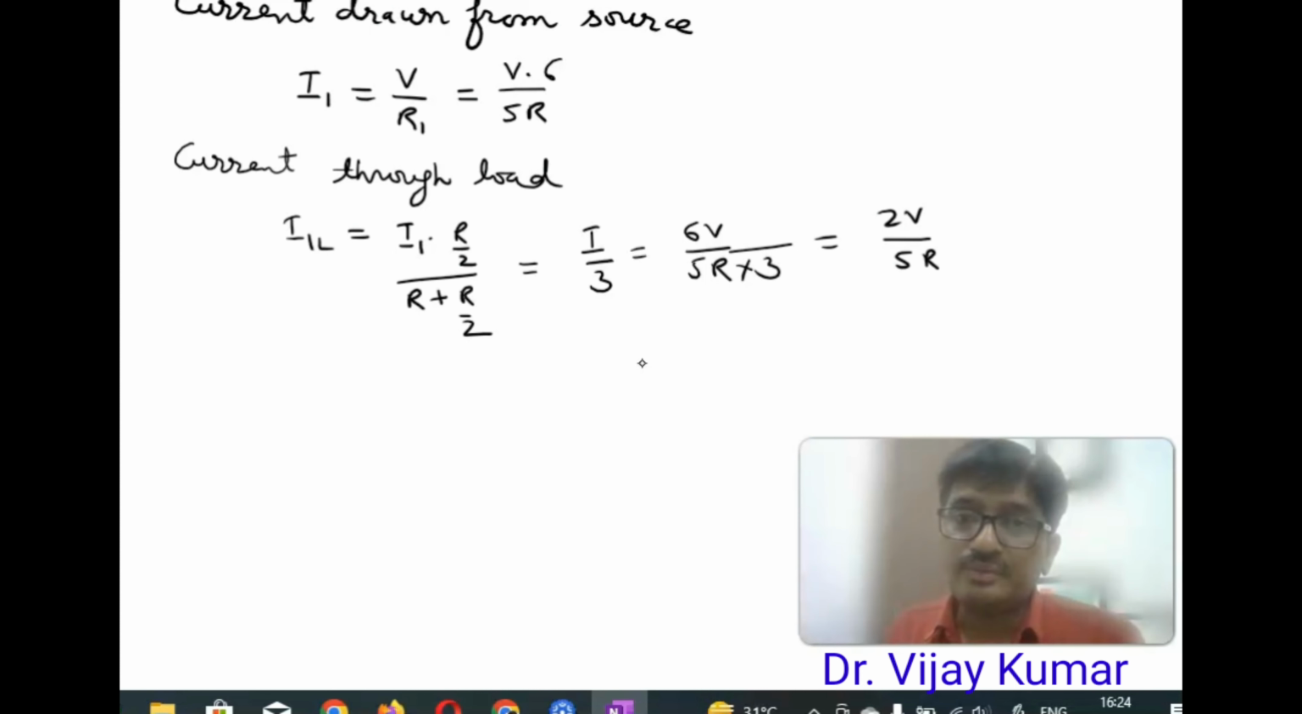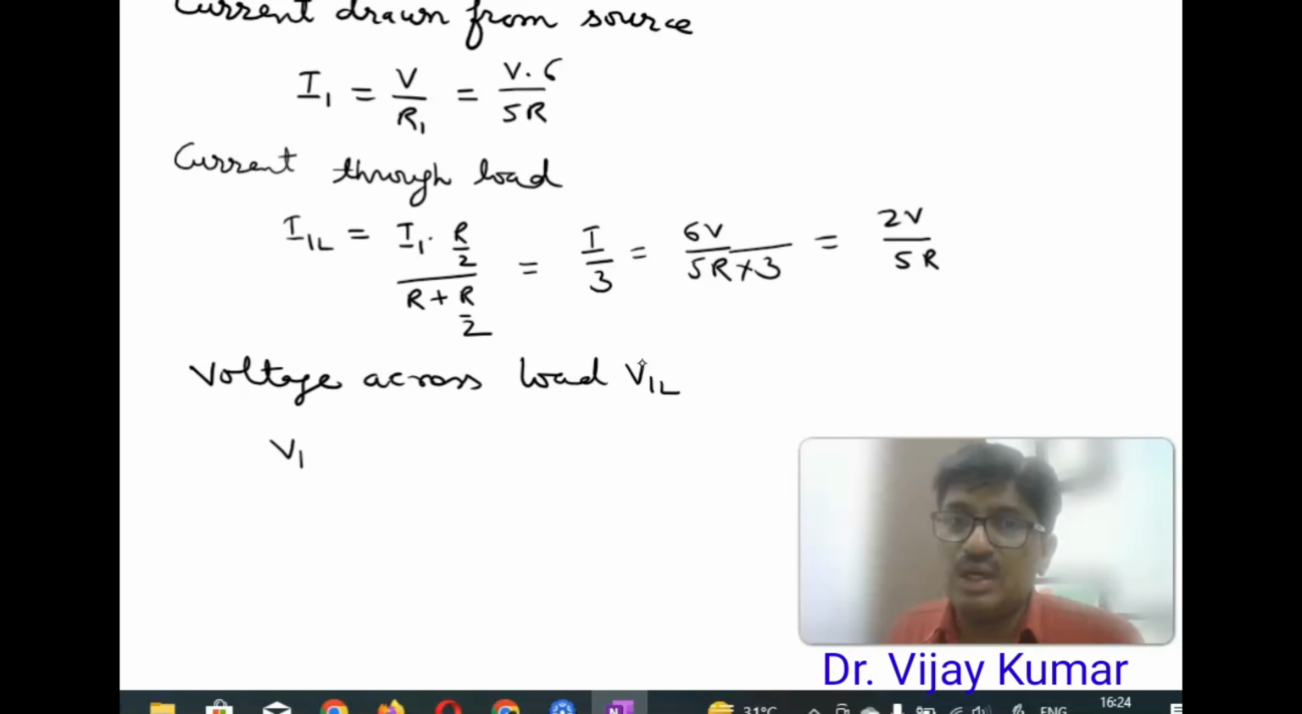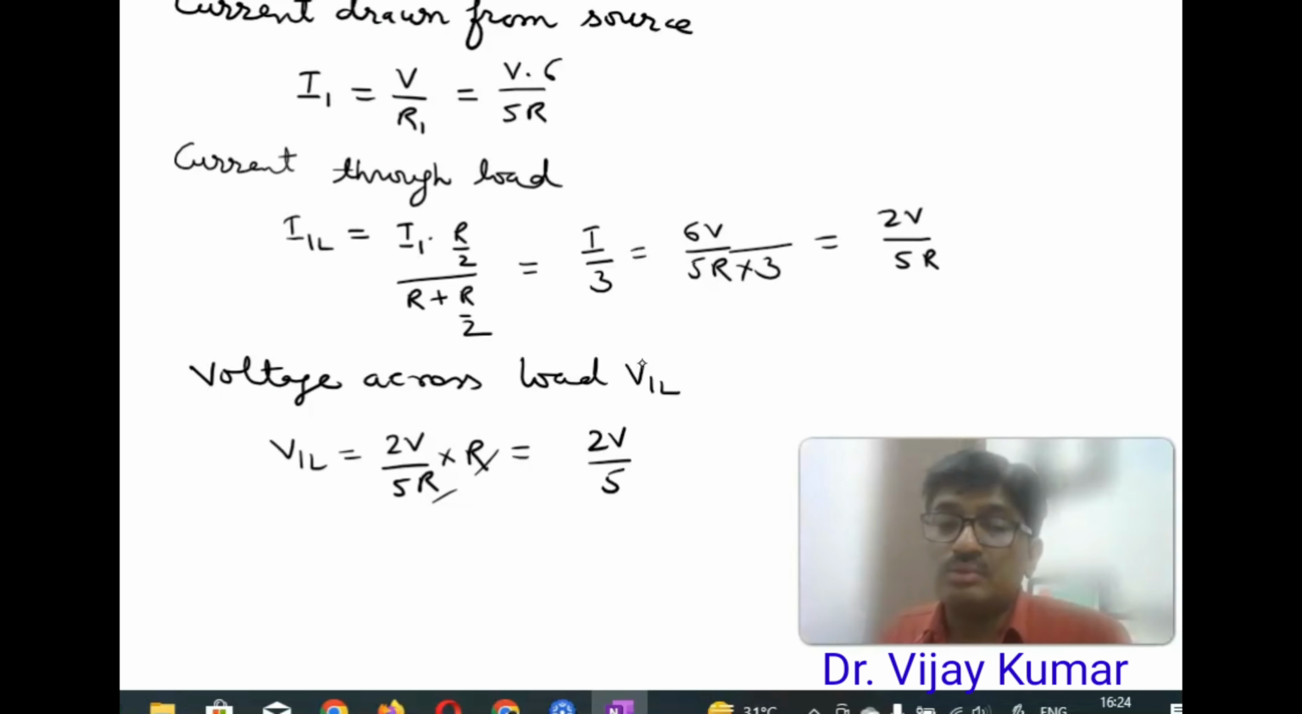Similarly, the voltage across the load, V1L, is I1L times the load resistance, which is 2V upon 5R times R. R cancels out, so it is 2V upon 5. This is the voltage across the load.